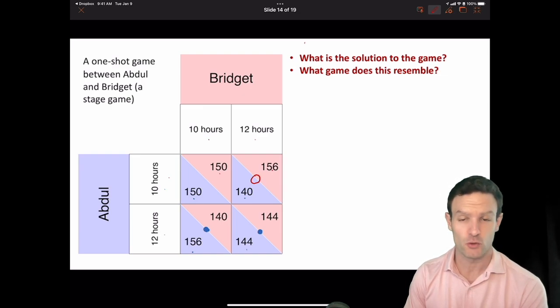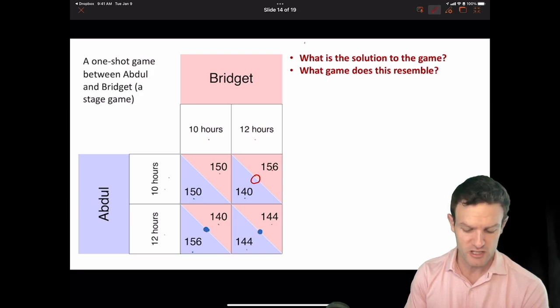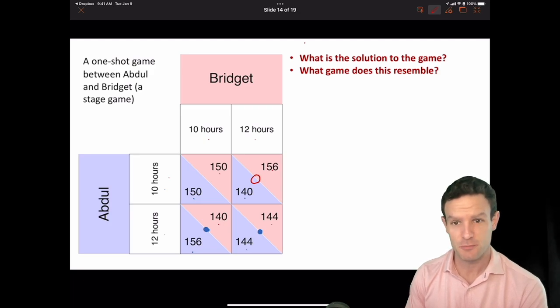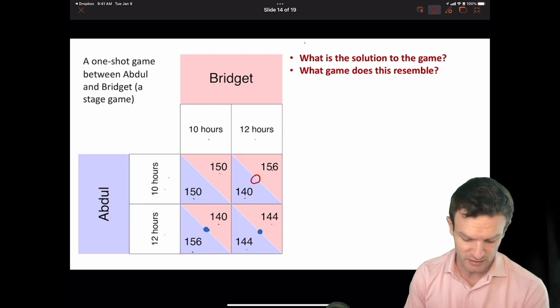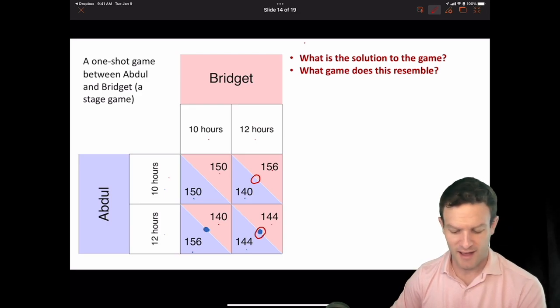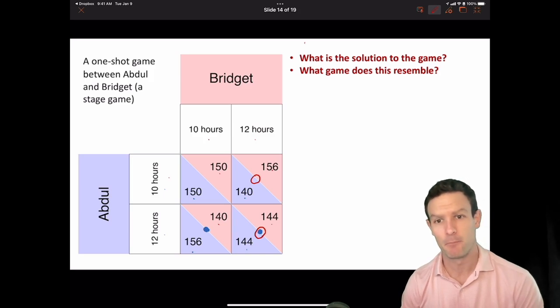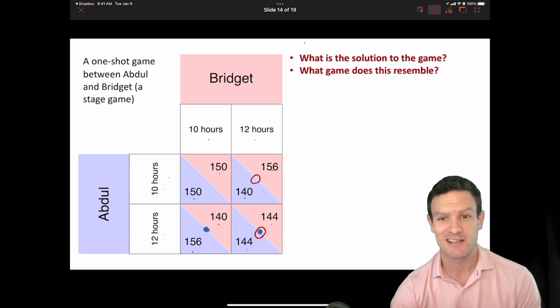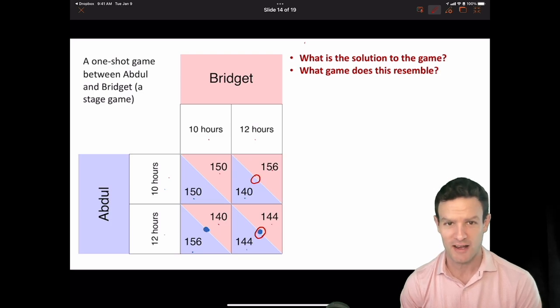Similarly, for 12 hours versus 10 hours by Abdul, she can get 140 or 144. So 140 or 144. What does she prefer? 144 is greater. And what do we have there? We have a mutual best response at them both fishing 12 hours. And so they both have a strictly dominant strategy to fish 12 hours. So there's a 2x2 version of the game from our payoff functions.